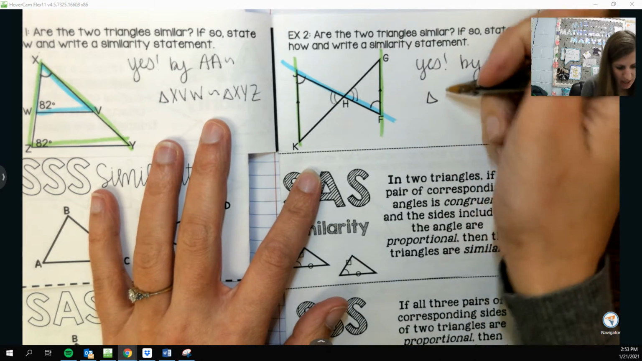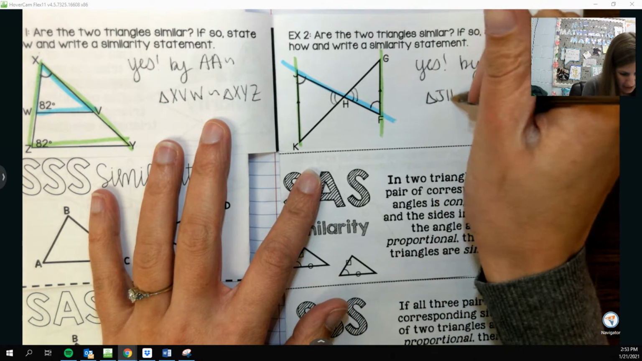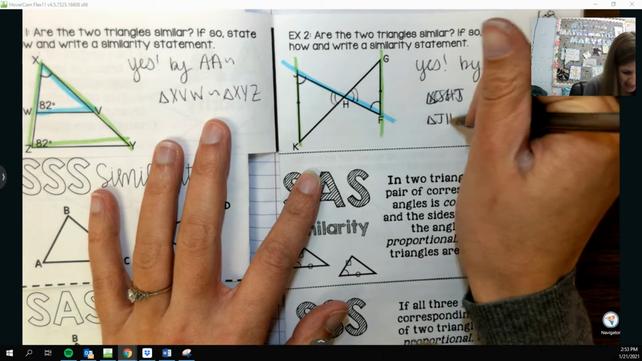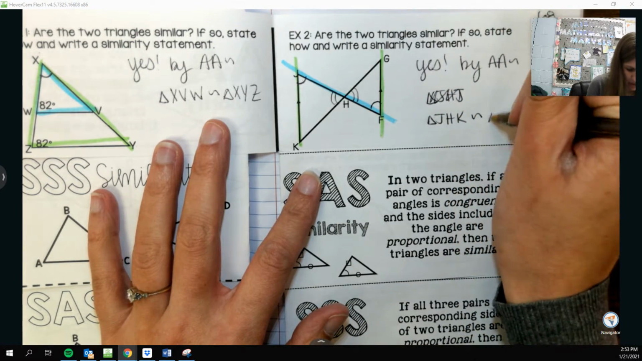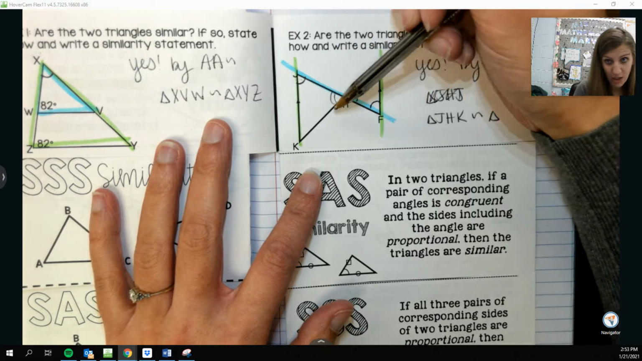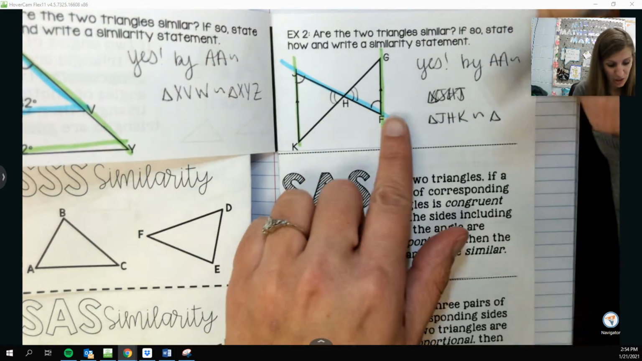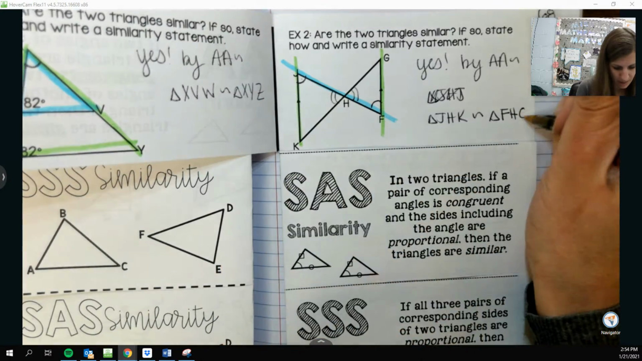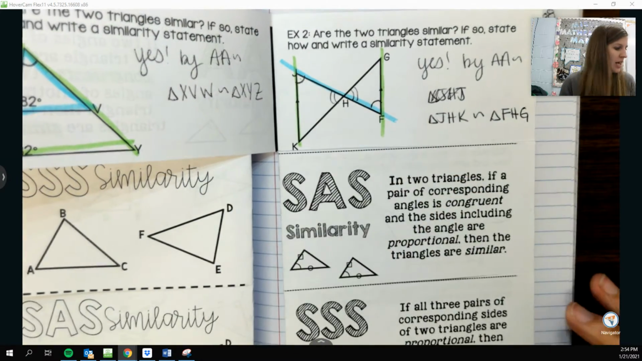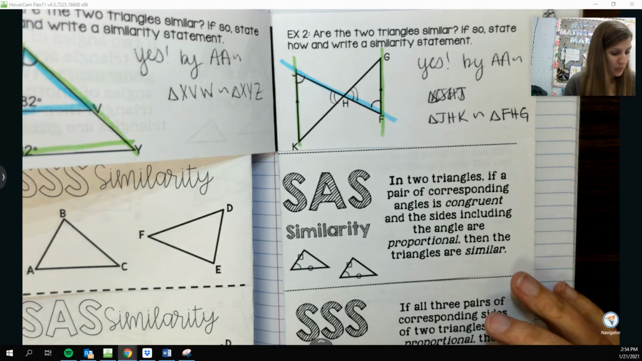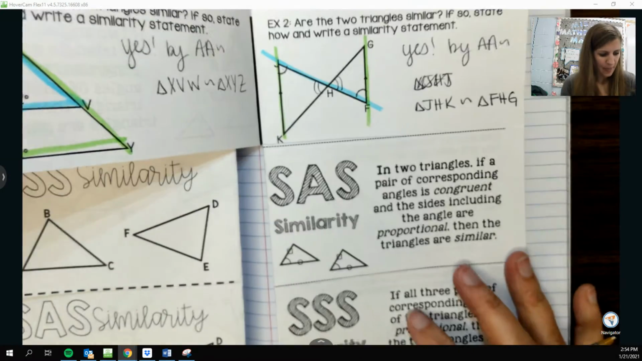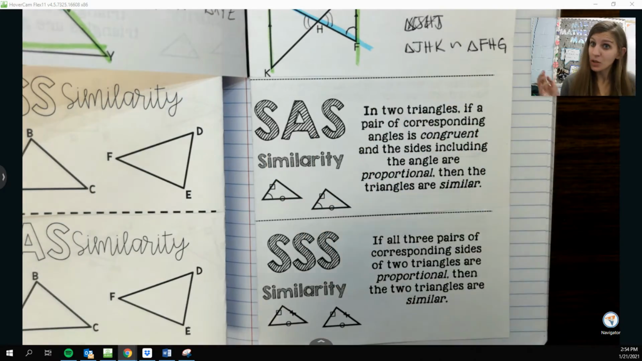And so we could call it triangle JHK. Oh, geez. Triangle JHK would be similar to, so I went 1 to 2 to none. So I got to do the same thing here. 1 to 2 to none. Another way that we can prove that triangles are similar to one another is by using side angle side, which we talked about before.